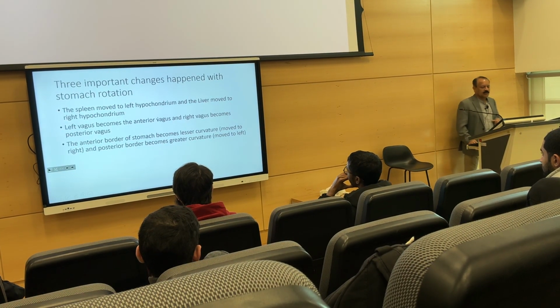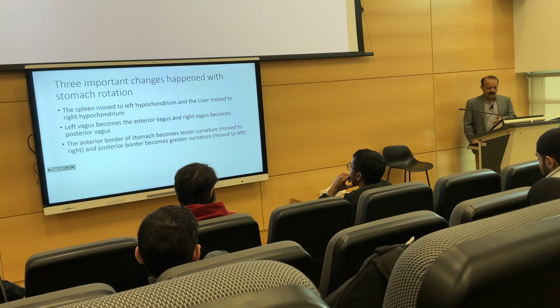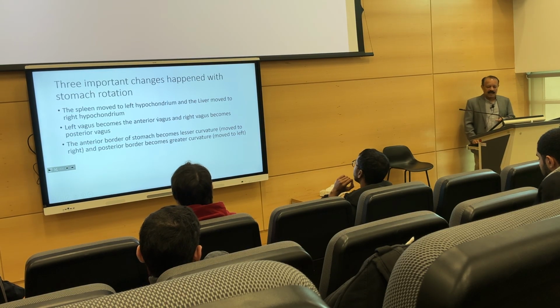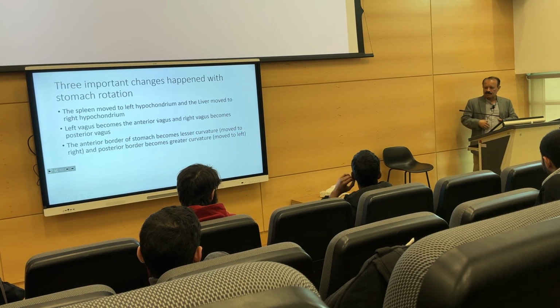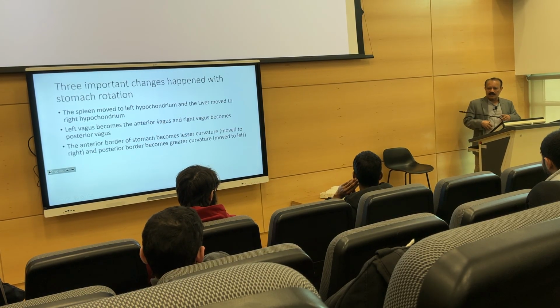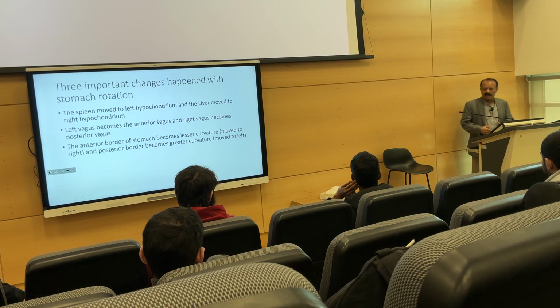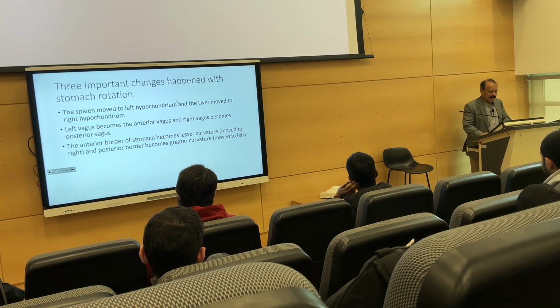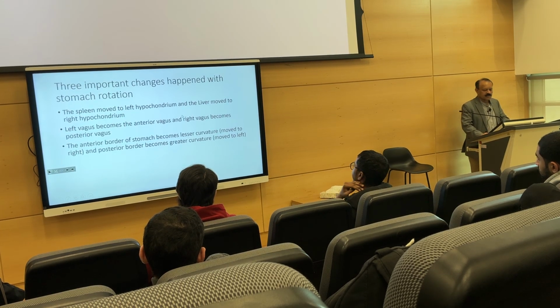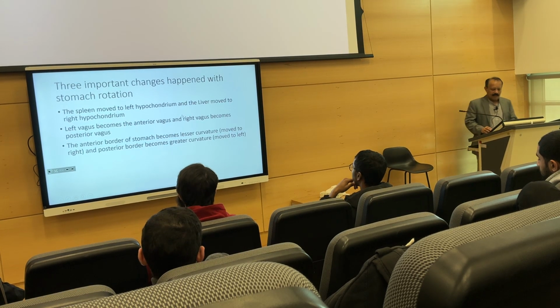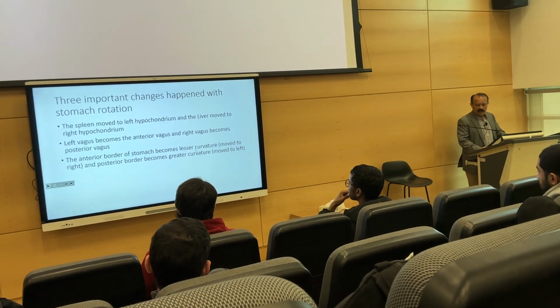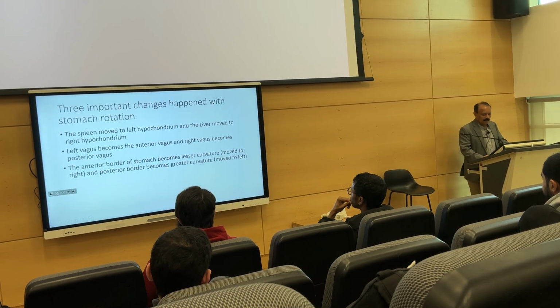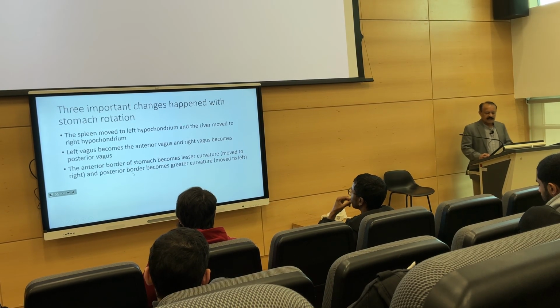Three important changes happened with the stomach rotation. Just to recapitulate: one, the spleen moved to the left hypochondrium and the liver moved to the right hypochondrium. You have done the hypochondrium, you know this area of the abdomen. Have you done that? Hypochondrium, left and right, and the epigastrium, the lumbar area. Okay, very good. Two, the left vagus becomes the anterior vagus and the right vagus becomes the posterior vagus. Is that okay? Three, the anterior border of the stomach becomes the lesser curvature. You got it? It moves to the right side, and the posterior border becomes the greater curvature.